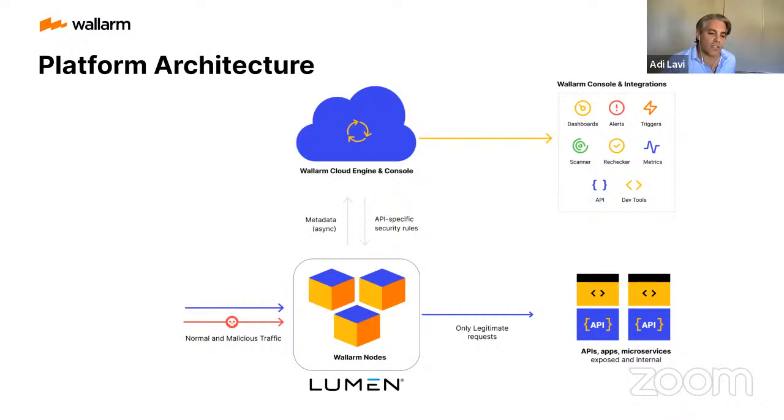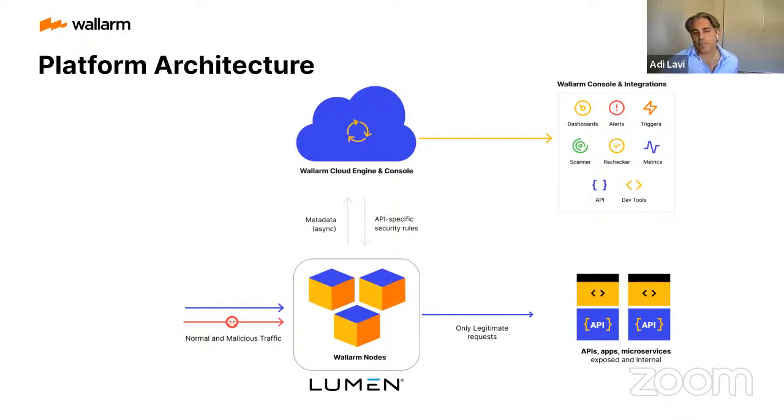What you see on the left is traffic, normal traffic and malicious traffic. The nodes are filtering the traffic in real time with near zero latency, mitigating any malicious requests one by one in real time. And as you can see on the right, only legitimate requests are moving upstream to your application. Above it, you see the Wallarm Cloud Engine, which is basically the SaaS portion of the solution that is managed and maintained by Wallarm. There you have all the portals, all the alerts, and all the integrations that you need for your infrastructure and tools.